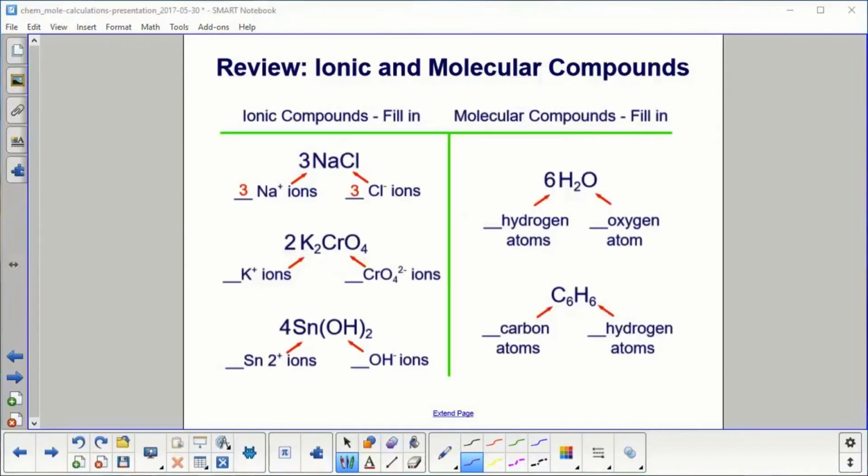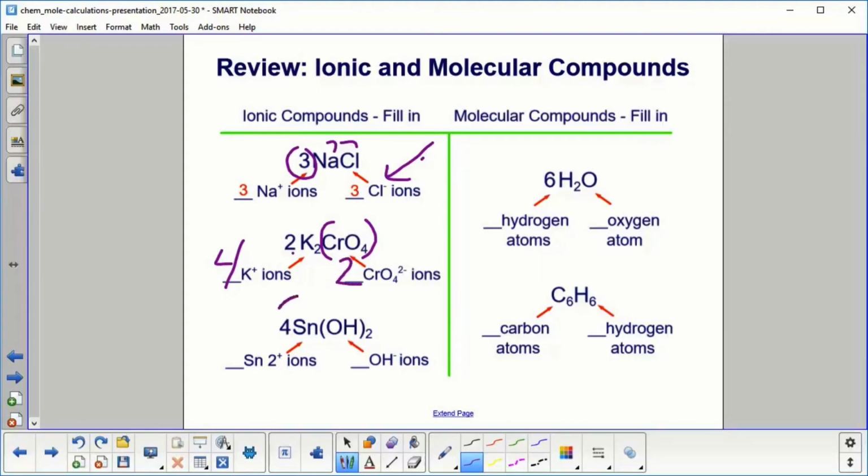So let's fill in the blanks here. We'll start with the ionic compounds. And the first one was done for us. Notice they just multiplied the coefficient times however many atoms were there. So here for potassium plus, 2 times 2, 4. And the chromate ion, there's only one of them inside the ionic compound, so 2 times that whole configuration there is just 2.